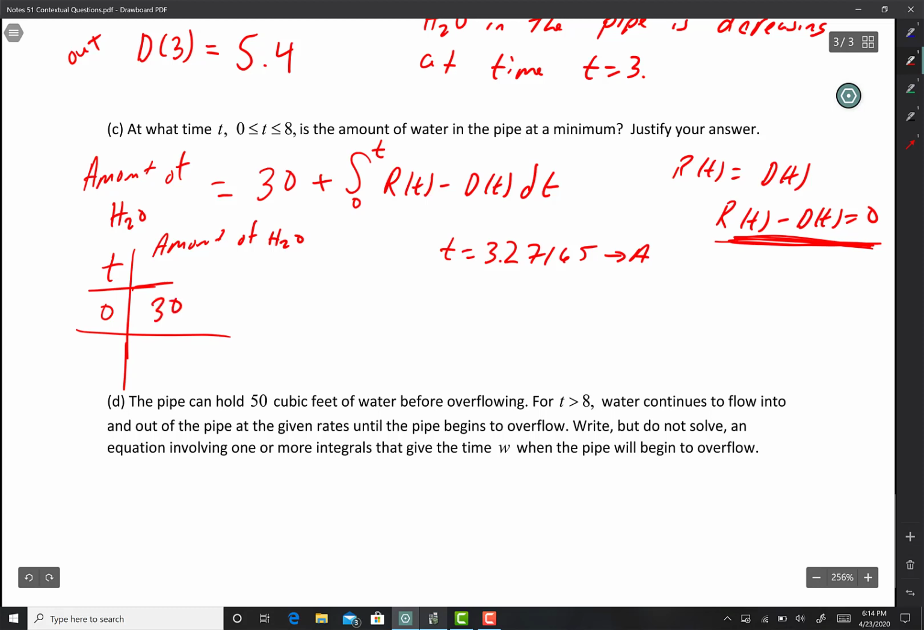And then I already said that's A, so I'm going to put A. Well, I'm going to put 3.27165. Everyone should, if you put A in there, it should have worked as well. And then 8 down here.